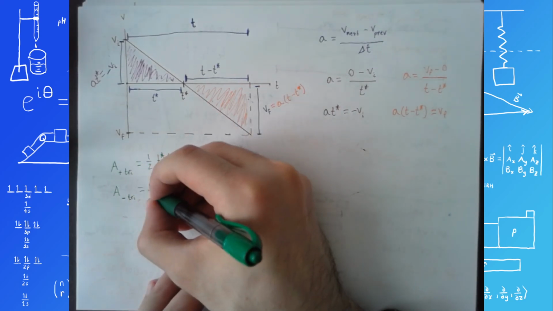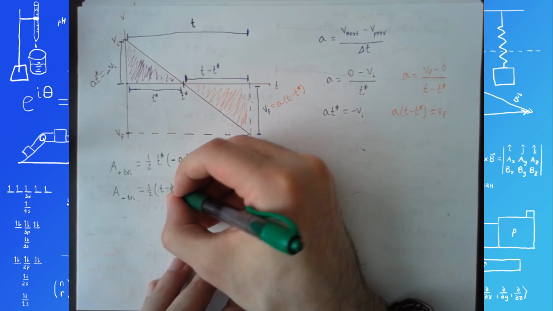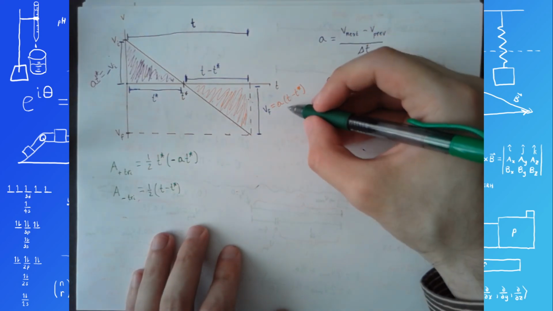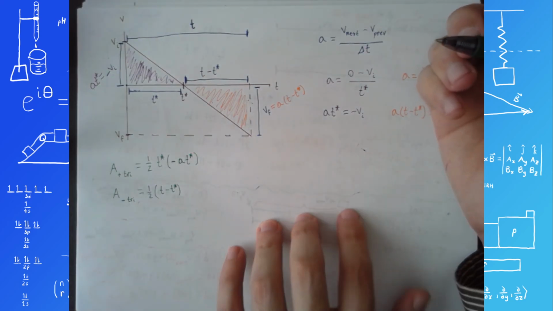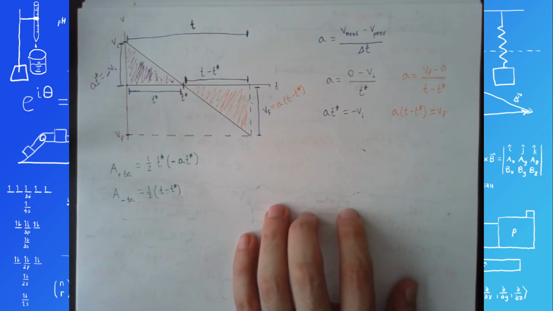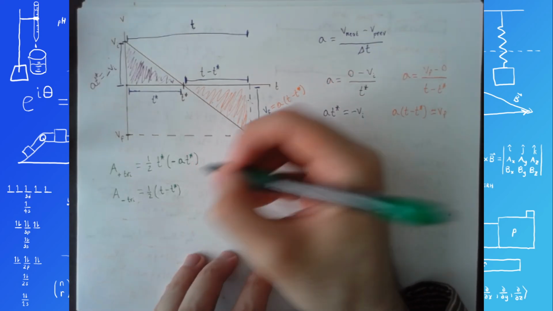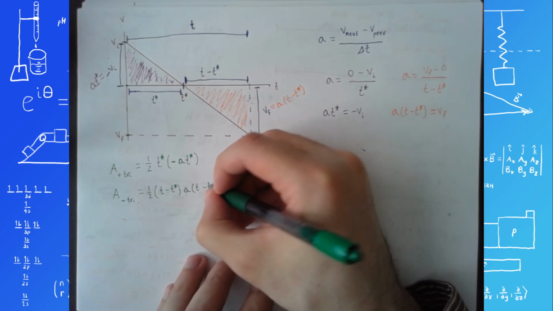is going to be, again, 1/2 base. So the base is t minus t star for the orange triangle, times the height. In this case, it's already positive, or is it? Hold on. V final equals a times t minus t star. Oh, no, hold on. Yeah, it's negative, which actually it should be. Okay, yeah. Times a times t minus t star.